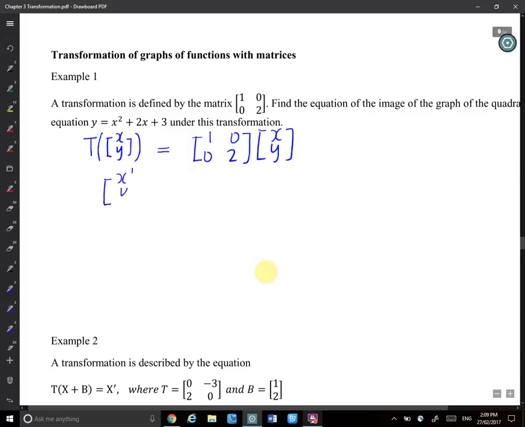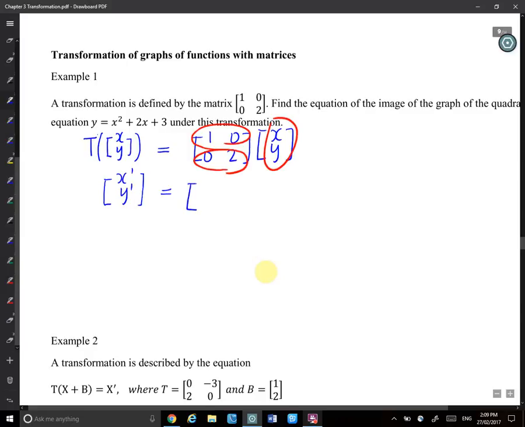So what you have is x dash and y dash. That will equal what? In the row and column we will have x, 2y. So x dash equals x and y dash equals 2y.